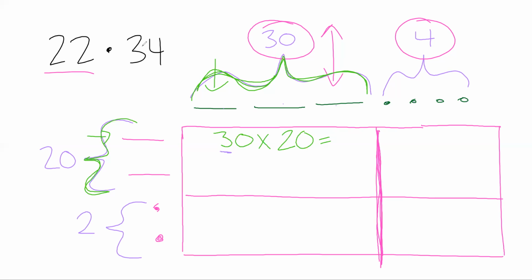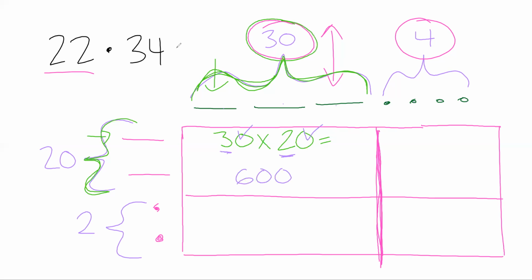So again, remember, underline our non-zeros. 3 times 2 is 6. Count my zeros. 1, 2. Use those zeros as placeholders. 1, 2. And 30 times 20 is 600. Cool. Well, that quadrant's done. What else do we have? I notice I have 3 more blanks, so let's solve those.